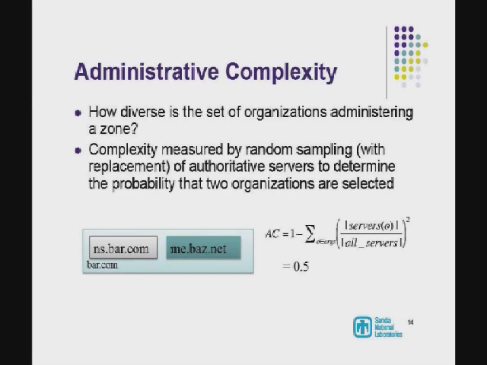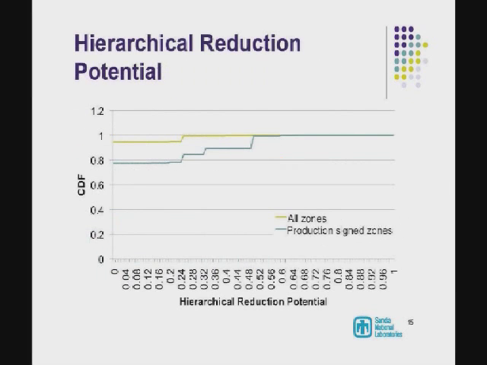putting all your servers in a hat and pulling 2 of them out at random with replacement, and calculating the probability that you would get 2 distinct organizations selected from this hat. So the idea was to get a single number basically that kind of represented the distribution, and so that's what this is.